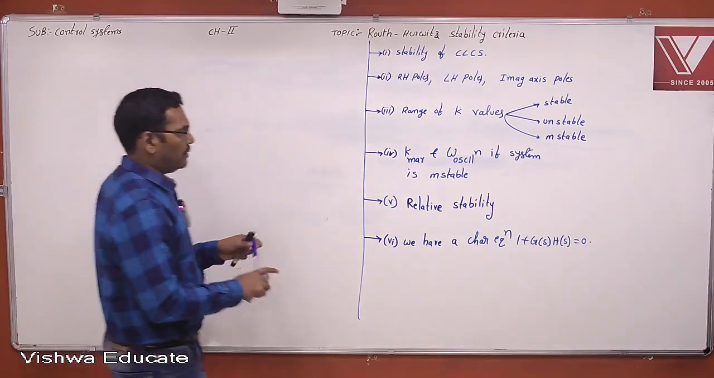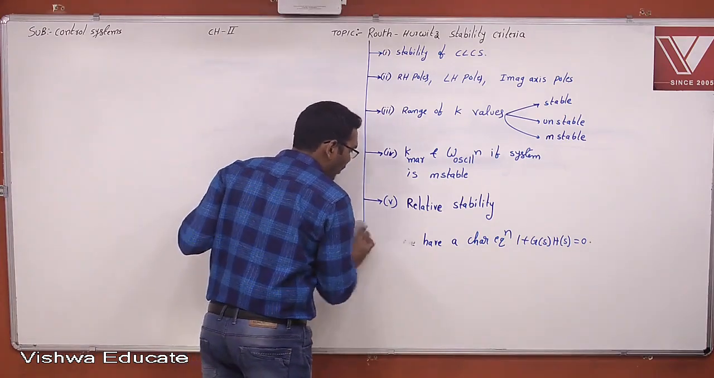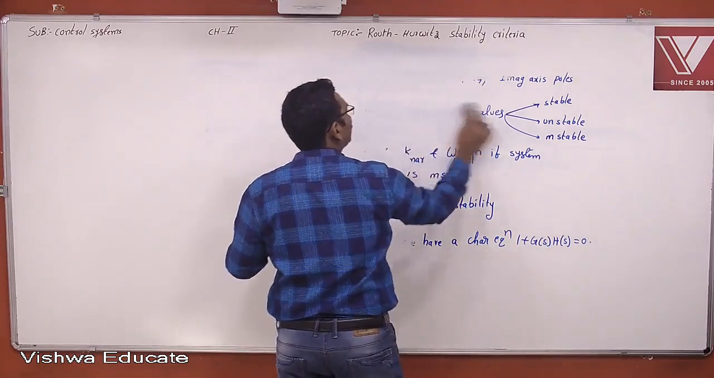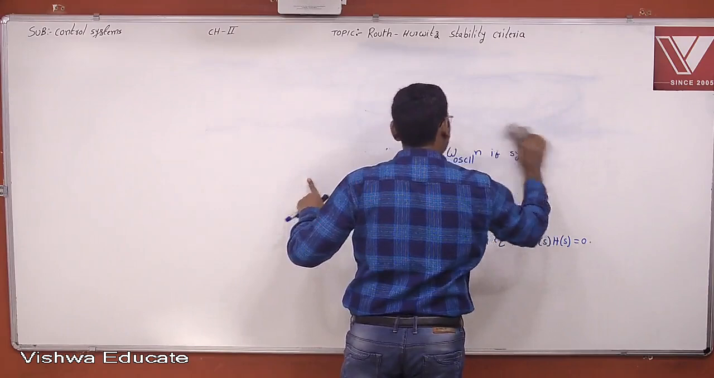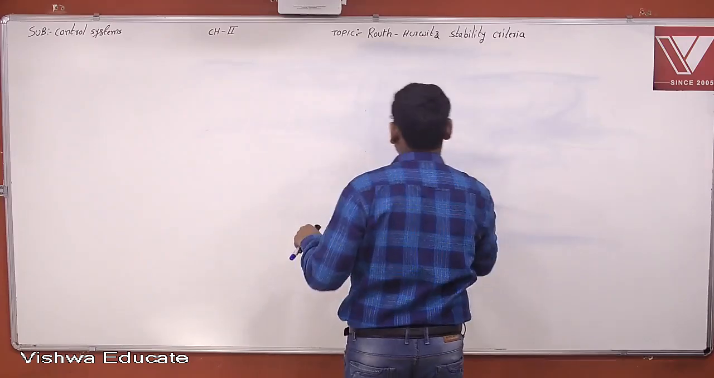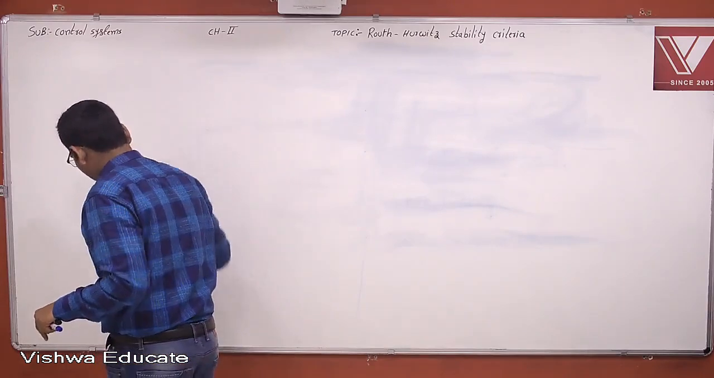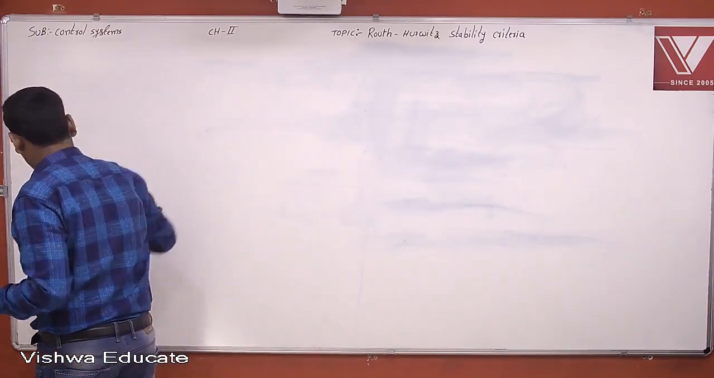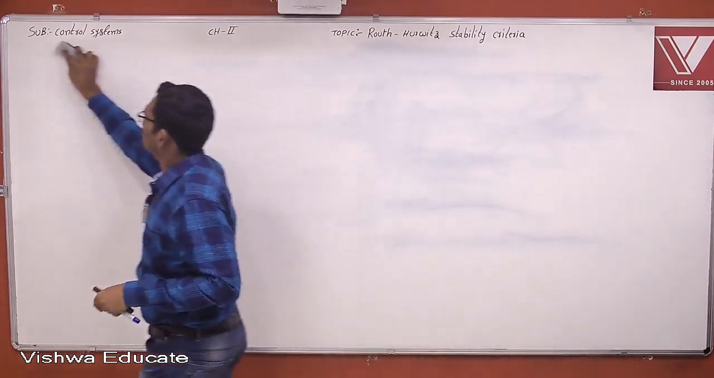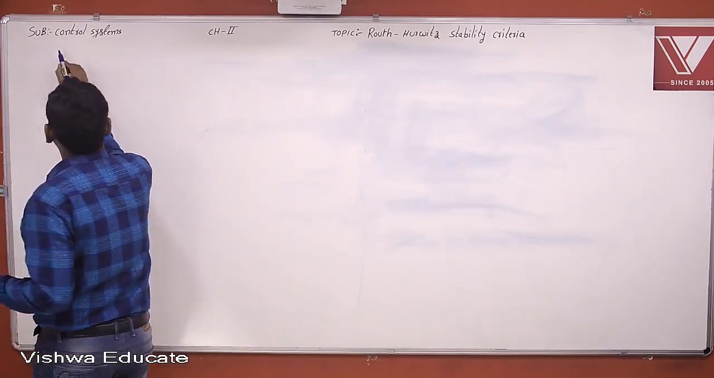So don't worry, we will check the features one by one. Now after finishing the RH criteria, you have all these particular things. So whatever you want to do in the RH criteria, we must require a characteristic equation. Okay. Now this is the characteristic equation.